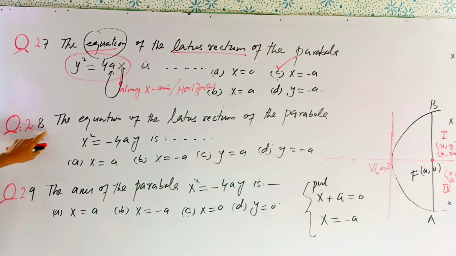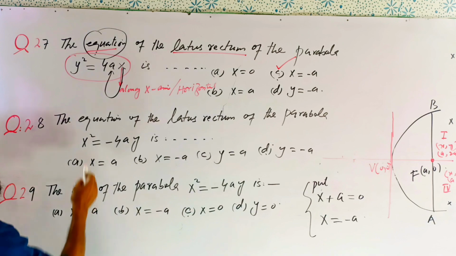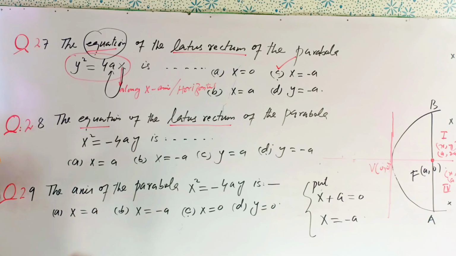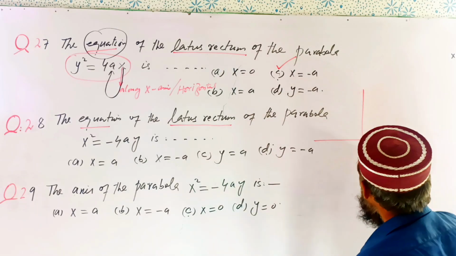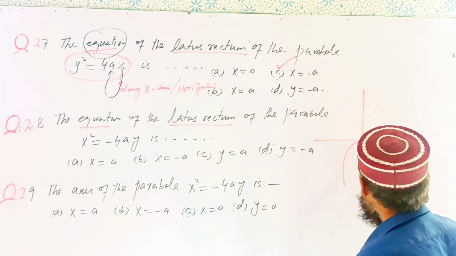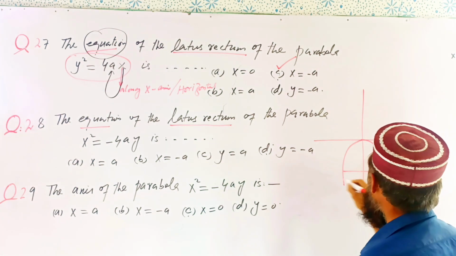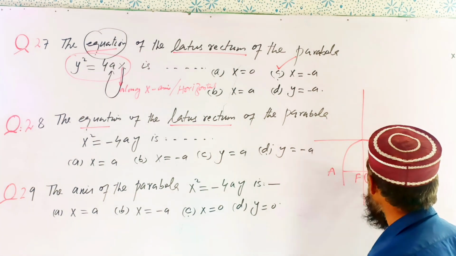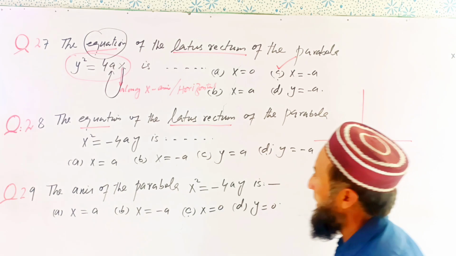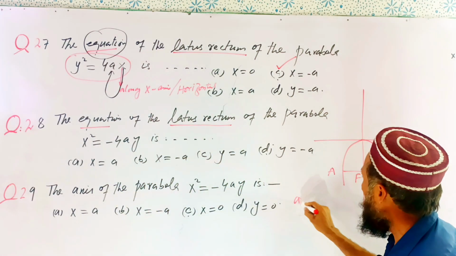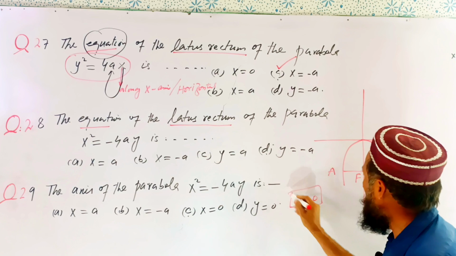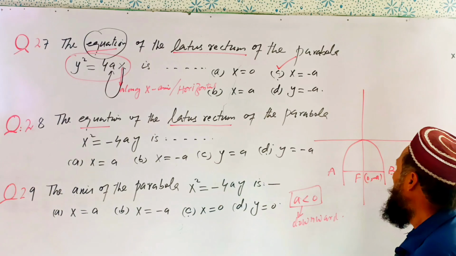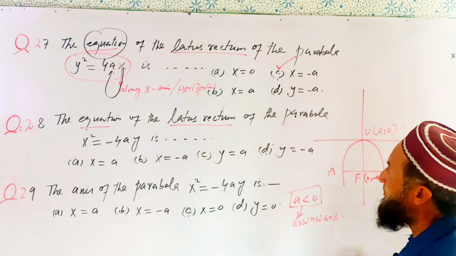Now question number 28, the equation of the latus rectum. Once again, the equation is required. Equation of the latus rectum of the parabola x square minus 4. The parabola is downward, and here A and B are any points, and this will be the focus, (0, minus A). Because the negative sign shows that A is less than 0, so the parabola is on downward. And here the vertex is (0, 0).